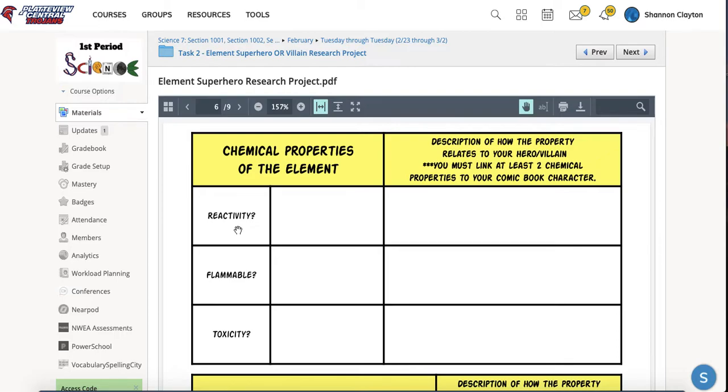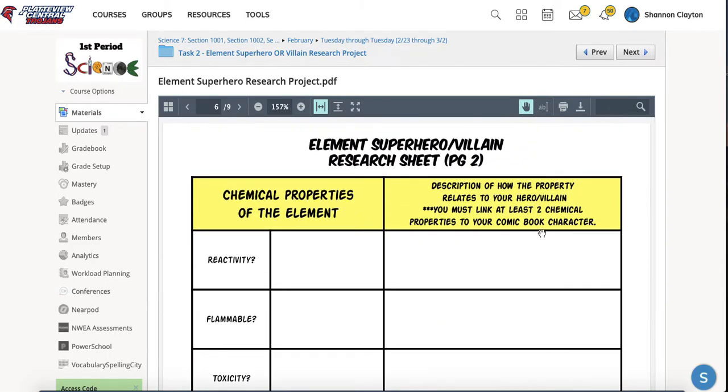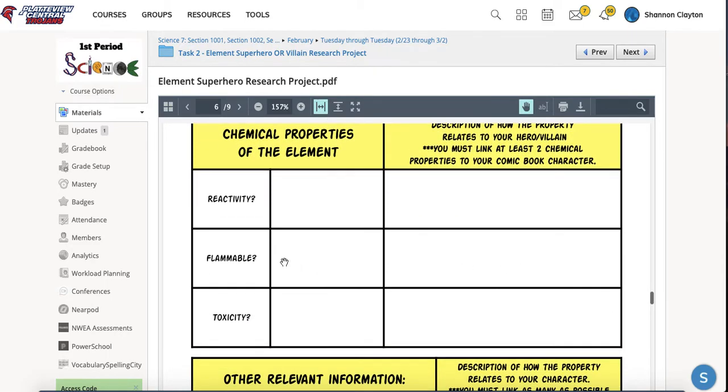Like, did you know this? Potassium. What's in bananas? Potassium is highly reactive to water. If you put solid potassium in water, it'll spark. It'll start on fire. Crazy. Is it flammable? What's the toxicity? And again, link at least 2 of those chemical properties to your comic book character. Hero or villain? Ooh, I have great ideas for reactivity. Flammable. Ooh, I love it.